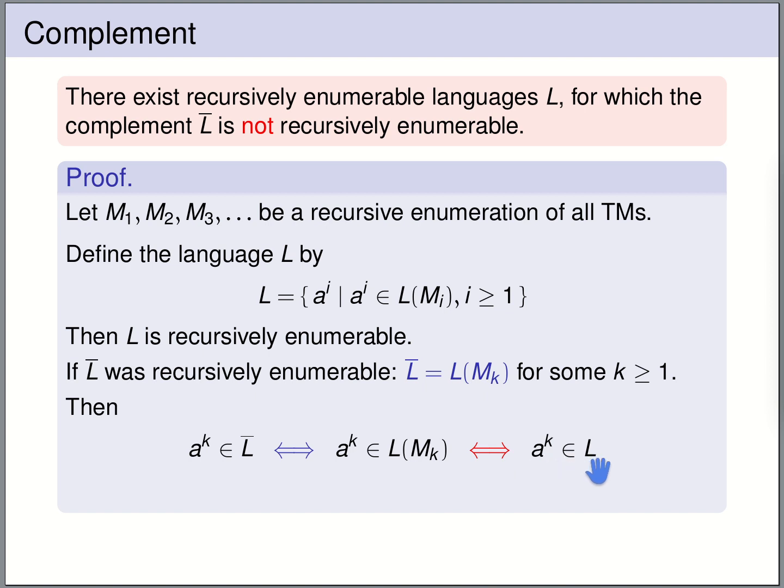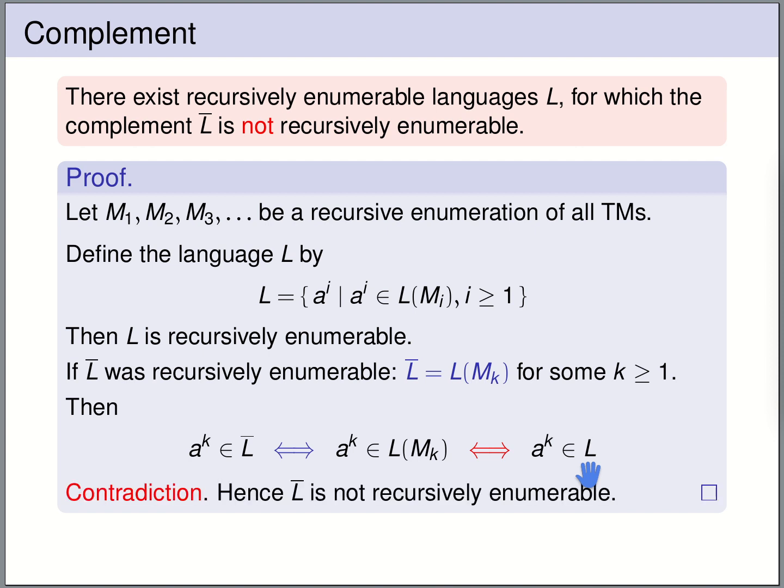But now we have derived a contradiction, because we have that a^k is in the complement of L if and only if a^k is in L. A word cannot be in the language and the complement at the same time. So our assumption was wrong. The complement of L cannot be recursively enumerable. So we have shown that there are recursively enumerable languages for which the complement is not recursively enumerable.